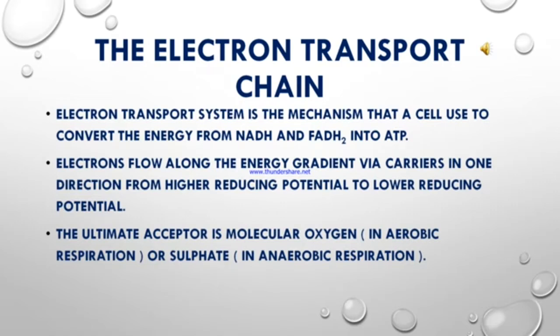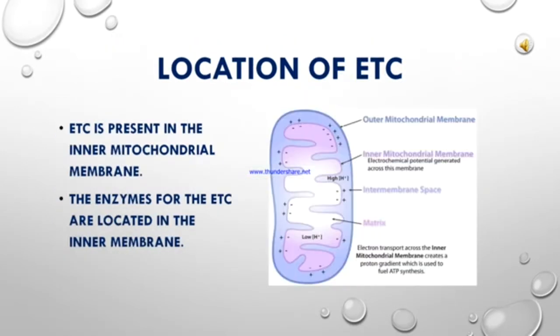The ETC produces 34 ATP molecules, compared to 2 ATP for glycolysis and 2 ATP for the Krebs cycle. The main biochemical reactants of the ETC are the electron donors succinate and NADH. The electron transport chain is present in the inner mitochondrial membrane. Mitochondria is also called the powerhouse of the cell because most of the energy is produced in the mitochondria, and the enzymes for the ETC are located in the inner membrane.